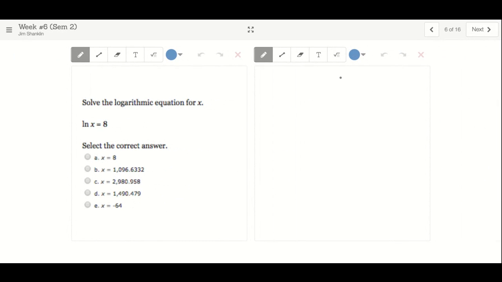All right. Solve the logarithmic equation for x. Okay, so natural log of x is equal to 8. I'm going to let you guys work on this one, see what you get. And I will tell you one thing: I would rewrite the natural log of x as log base e of x, and then I would rewrite it as an exponent, just the way I would do the problem.